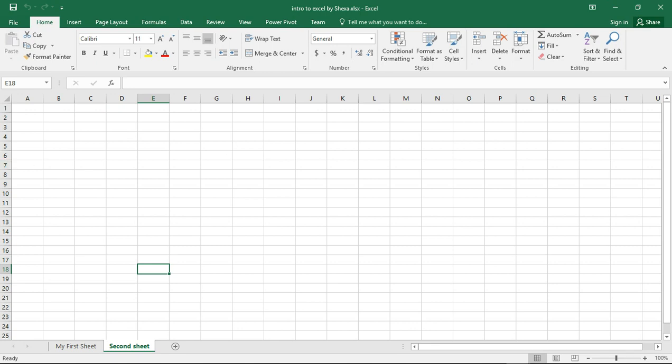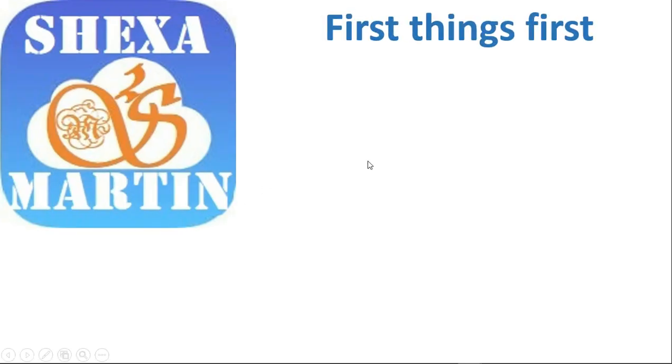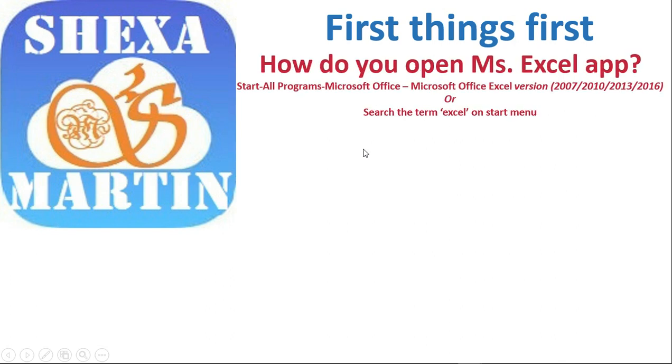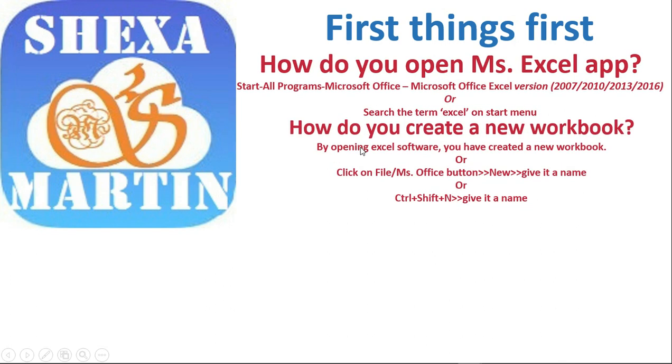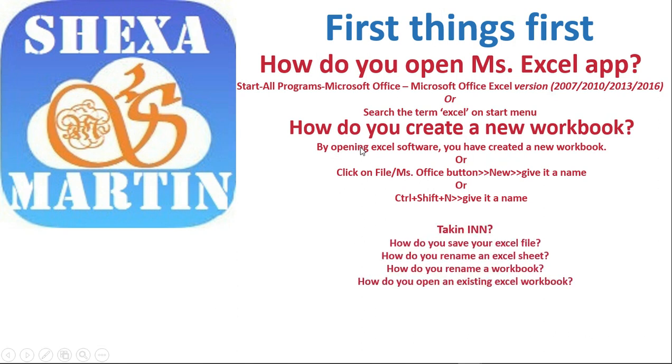So that's it for today. We've learned how to open Excel application. We've learned how to create a new workbook. We've learned all these four things: how to save your Excel file, how do you rename an Excel sheet, how do you rename a workbook, how do you open an existing Excel workbook.